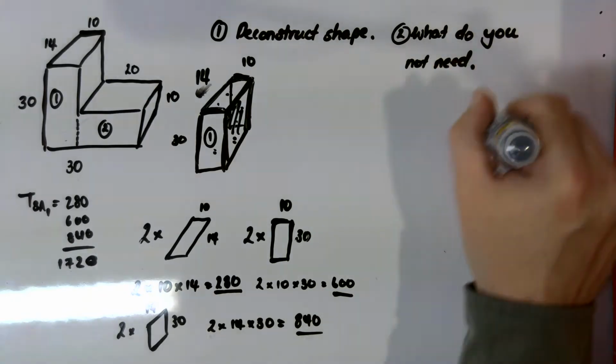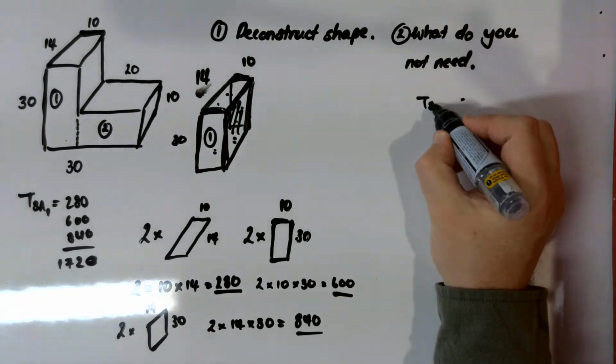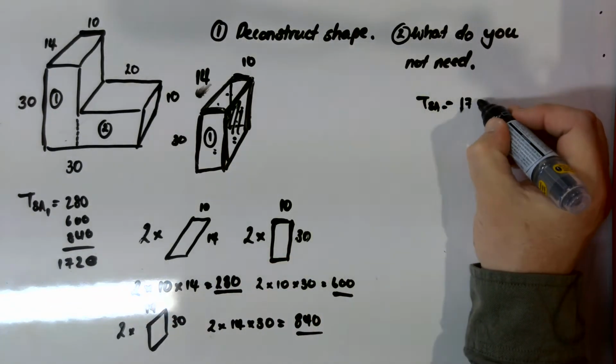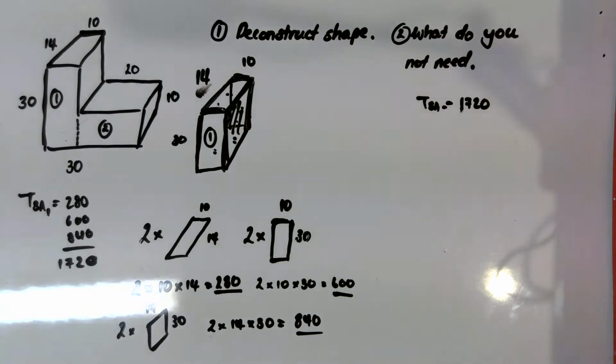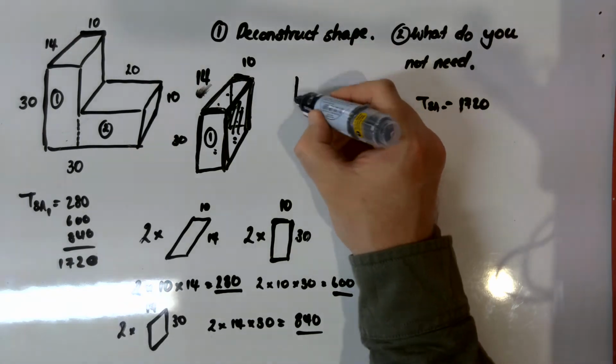I'm going to have a little list up here. I'm going to put total surface area for the whole shape. And I'm going to write what I just found there, 1720. So I've done shape 1. Now I have to do shape 2. So I'm going to redraw it here.